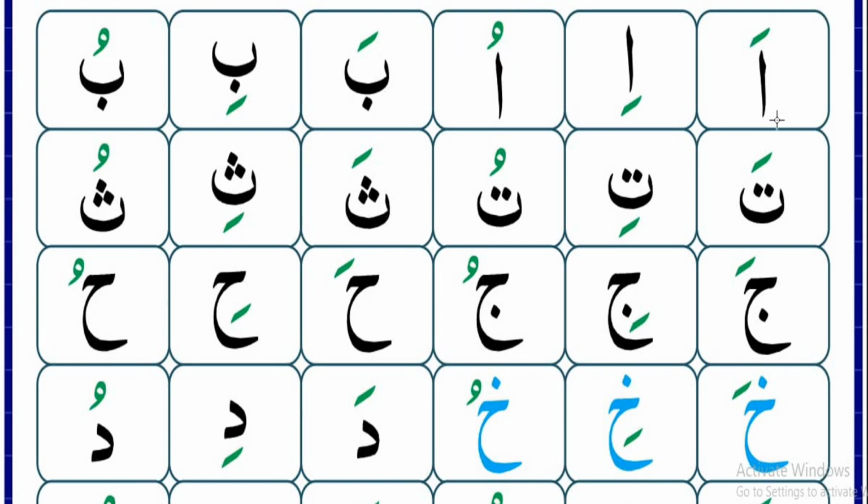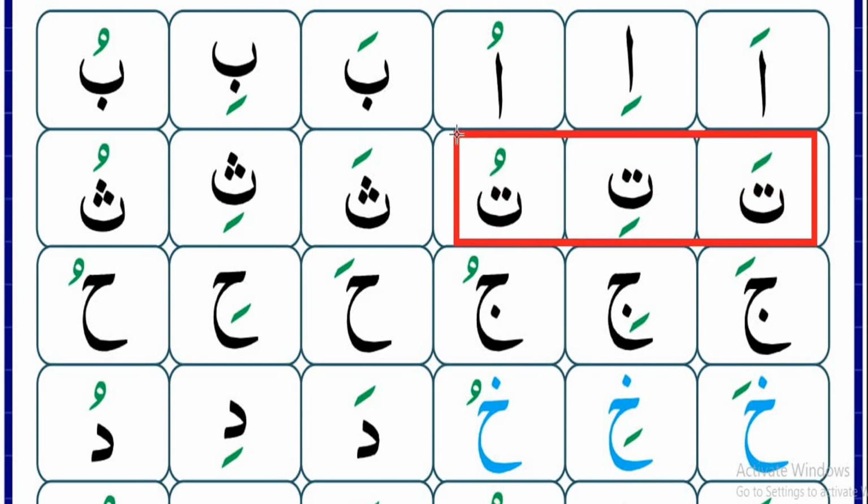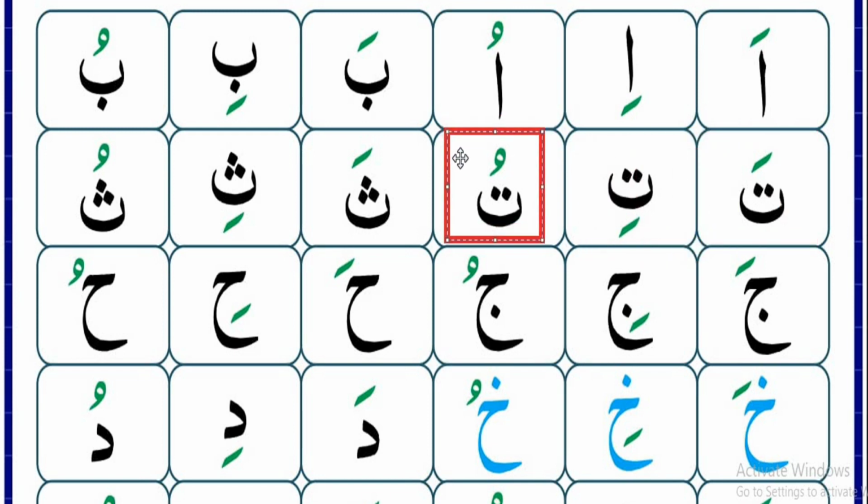Now, the question is why do we need these symbols? We need these symbols because every time you read a letter, there are different possible signs for that letter. For example, with these three symbols, this letter Ta has three different sounds. The first is Ta, the other is Ti, and the last one is Tu. Without the signs, we don't know whether to say Ta, Ti or Tu. That is why we need these symbols, so that we can read it accordingly.